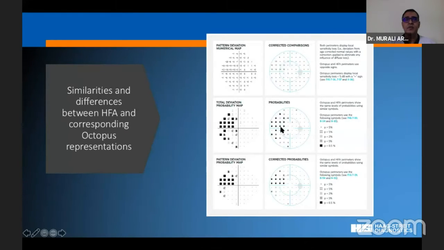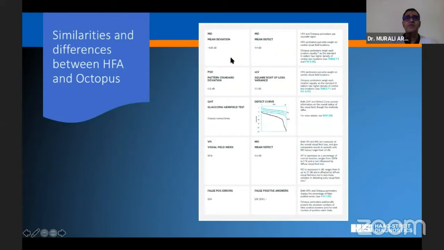The total deviation is probabilities, and the probability maps are slightly different in terms of appearance and nomenclature, but essentially mean the same thing. But the difference here comes with the pattern standard deviation, which is called the square root of loss variance. And this is a different concept altogether.